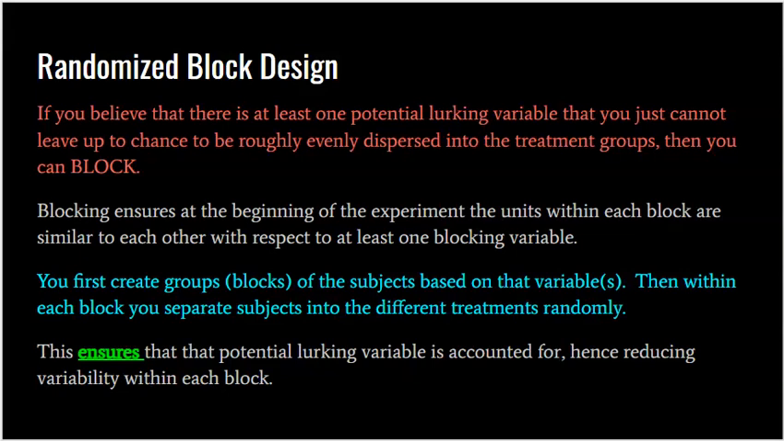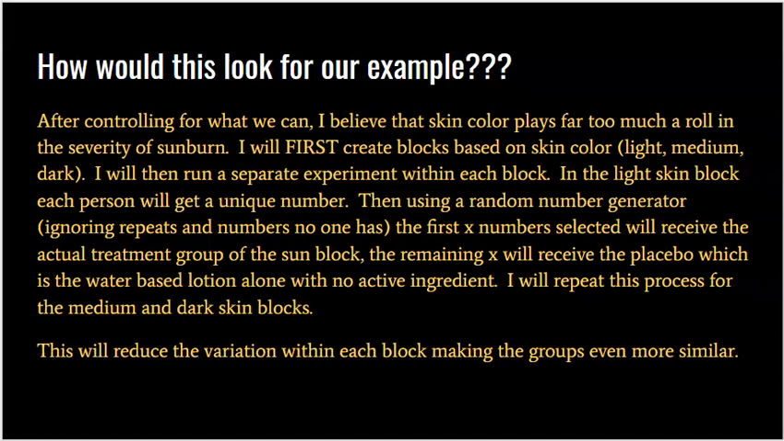This will ensure that that potential lurking variable is accounted for, hence reducing the variability within each block. Because each block is made up of only people with dark skin, now they are very, very similar with respect to what you thought of as a very important variable. Let's talk about this with our example. I think it'll really help.